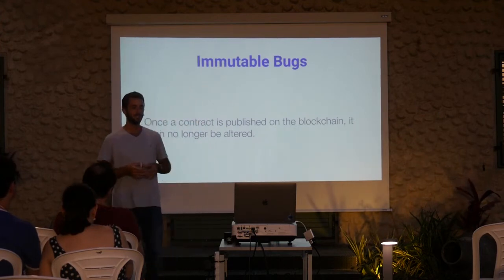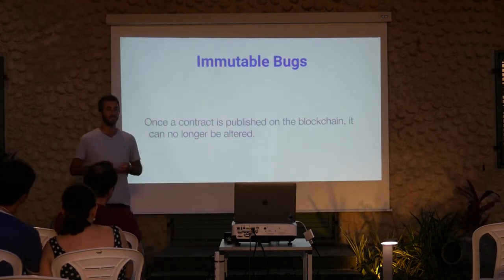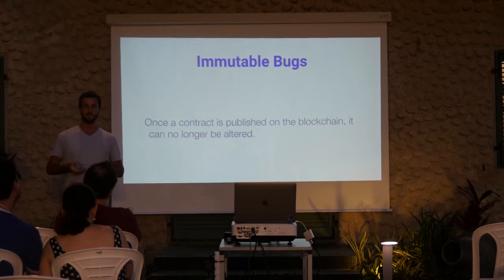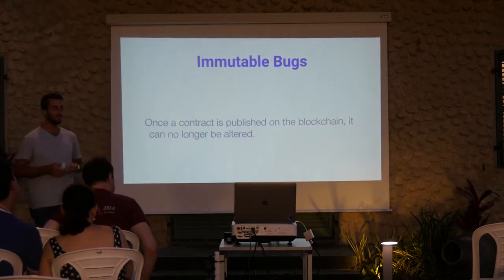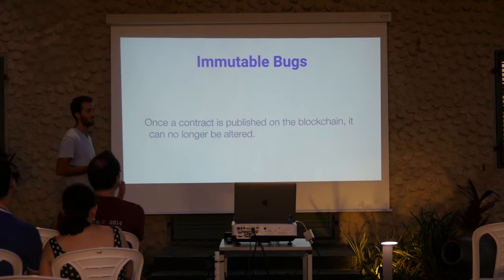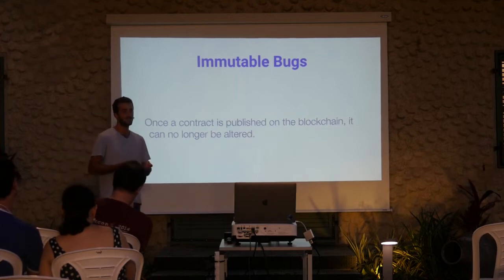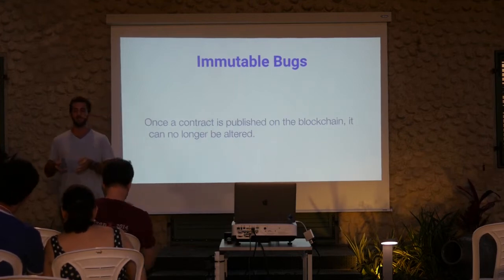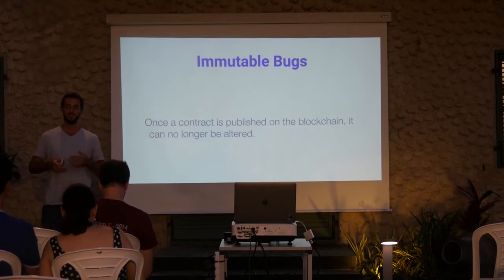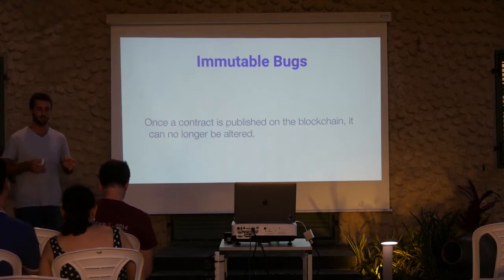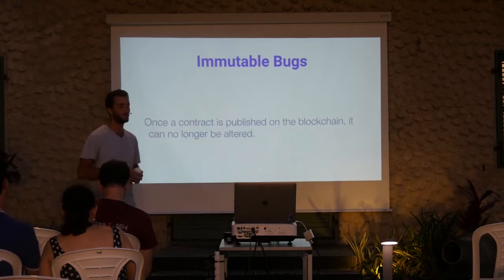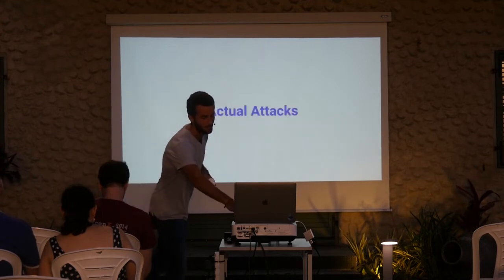And one last thing, immutable bugs. If we have a bug or vulnerability in our contract, we cannot change it. The only thing that we can do is fix it and deploy a new contract. And this contract will have a new address. So this is a really important thing to know.